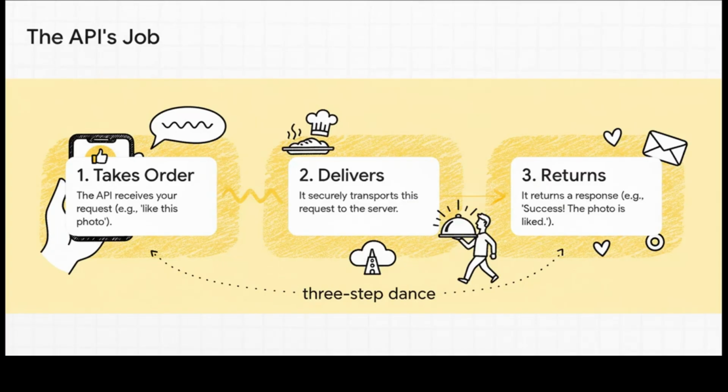And its job is really a simple but vital three-step process. 1, it takes your order, like this photo. 2, it securely zips that request over to the kitchen, to the server. And 3, it brings back the confirmation, like, yep, photo liked. And you've got to remember, every single thing you do in an app, logging in, posting a comment, you name it, it's all happening through this little three-step dance with an API.